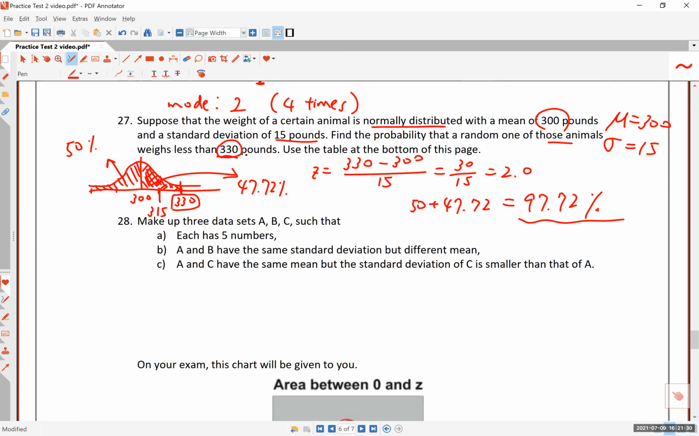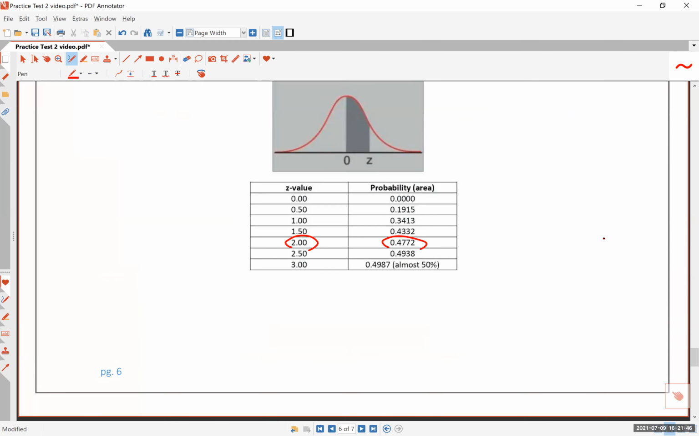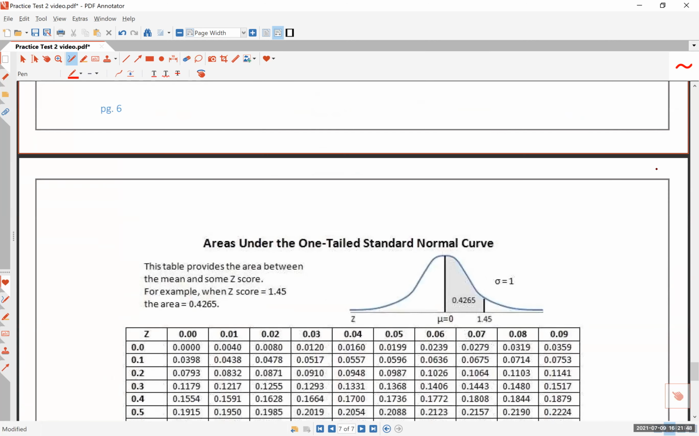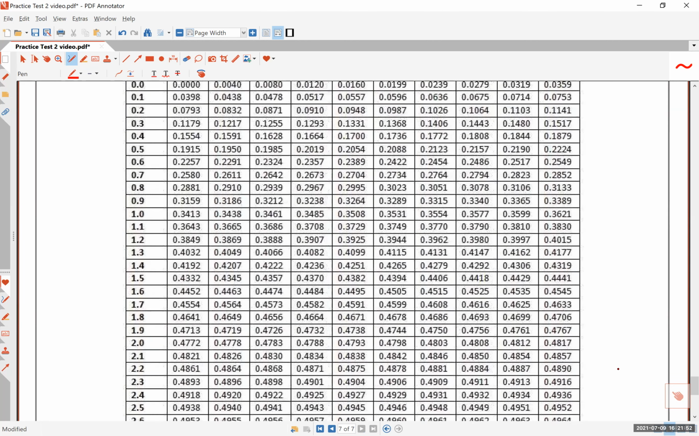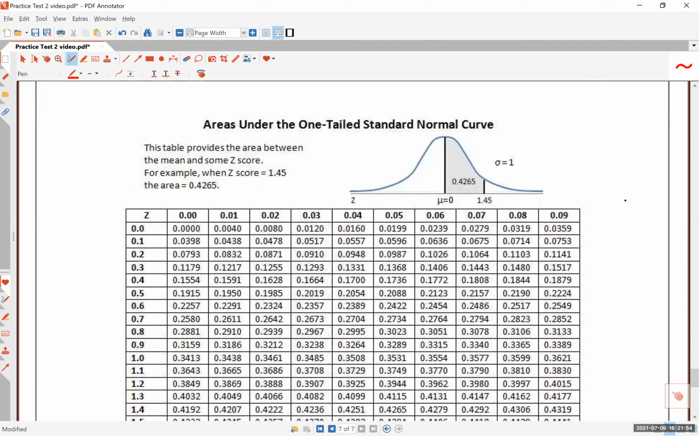That would put this particular animal that weighs 330 pounds in the top 3% of the species of the animal, and also puts this particular animal weighing 330 pounds at the 97th percentile. All right, you could also use the extended table if you need to. In this case, you didn't, and you will be given one of these tables on your exam.